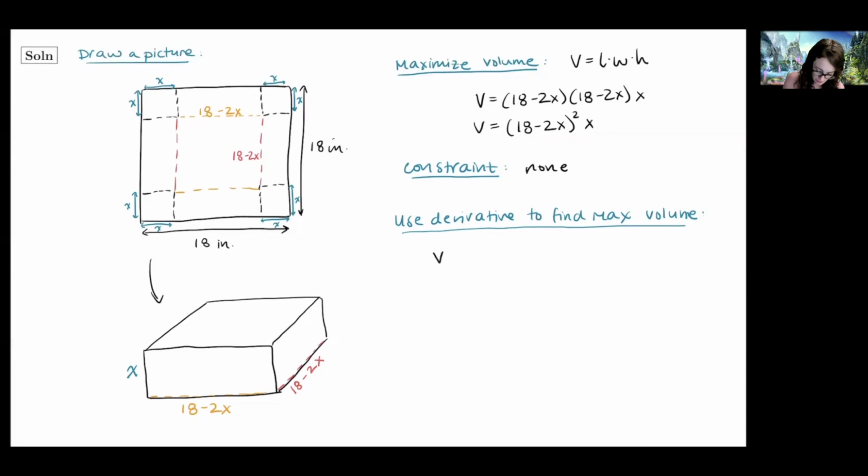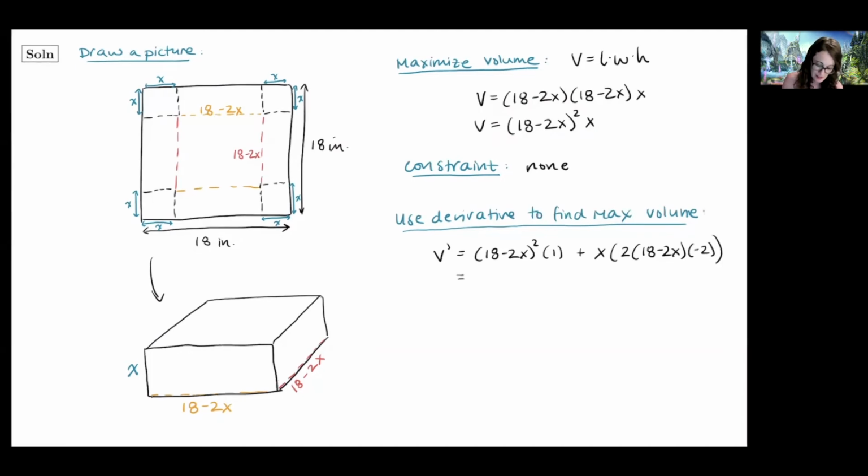And so let's see, so v prime, product rule says first times the derivative of the second. So first is 18 minus 2x squared. The derivative of the second, the derivative of x, that's 1. Then we add the second, which is x, times the derivative of the first. Okay, so the derivative of this stuff here, that's going to need the general power rule or the chain rule. So we're going to bring the 2 down and multiply. We'll leave the base the same. We subtract 1 from the exponent to give us 1. Then we have to multiply by the derivative of the inside, and that's -2.